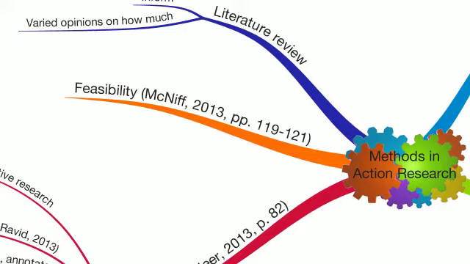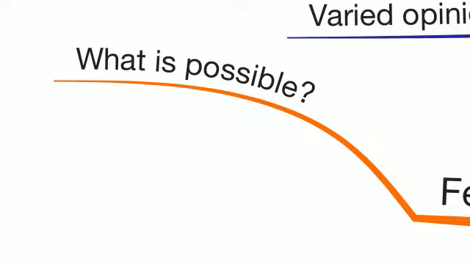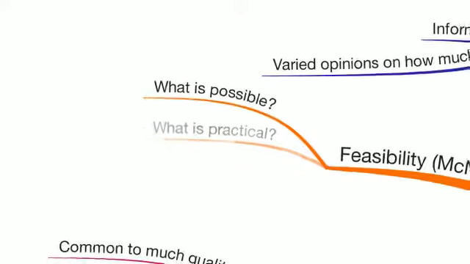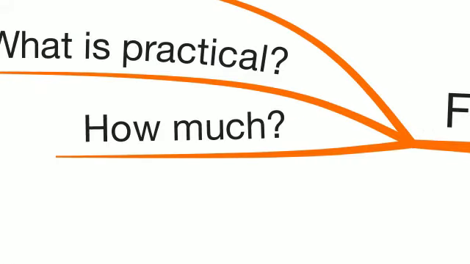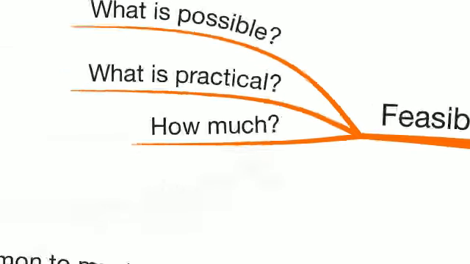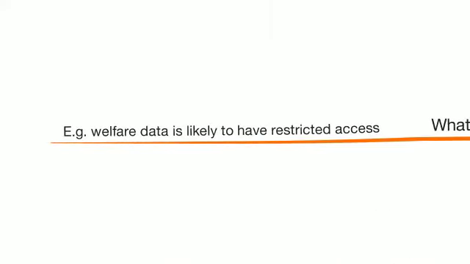Keeping our project feasible is really important. An action research project needs to stick to what is possible and practical. It's easy to go beyond what can be reasonably done in one project in one time span. And the practitioner needs to be alert to what data we're going to have access to. For example, we're unlikely to have access to the students' welfare data.